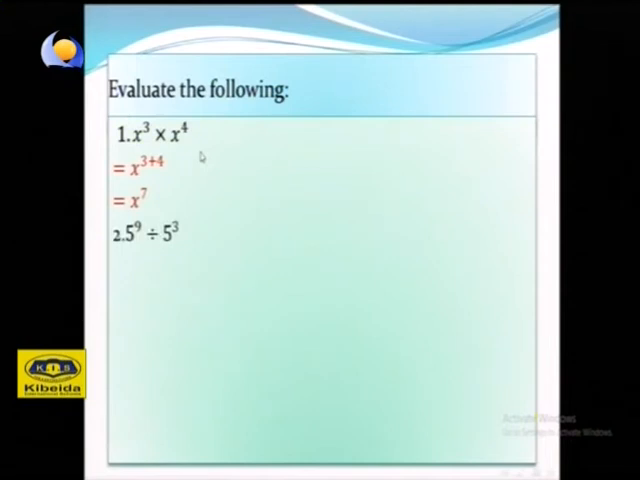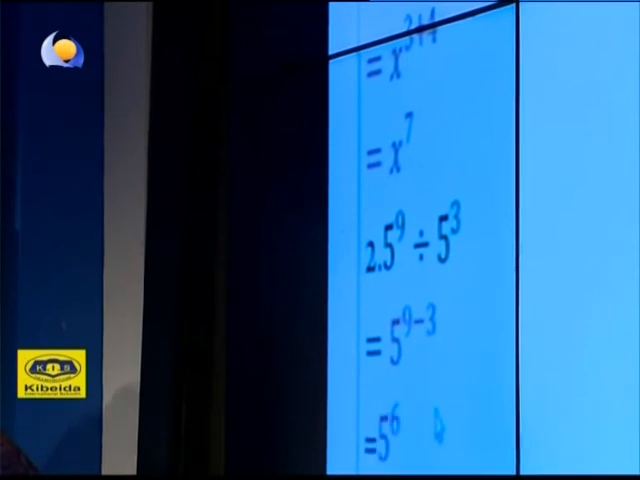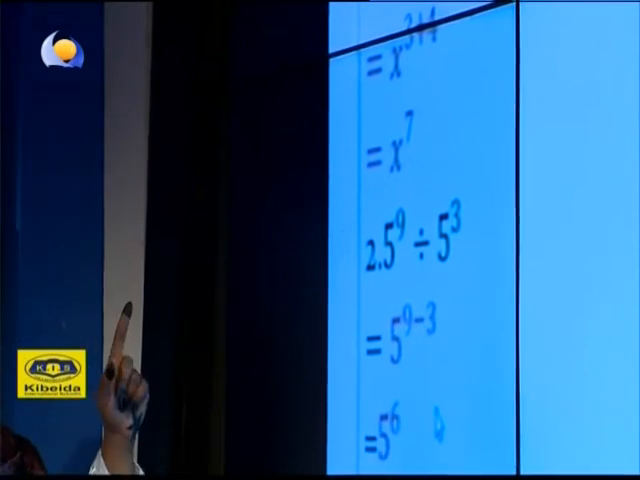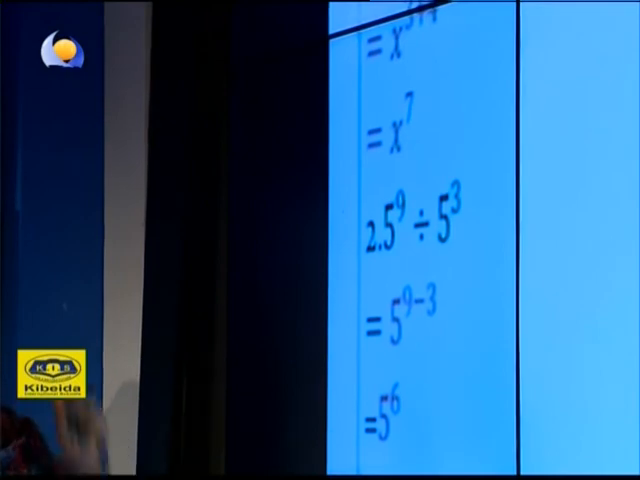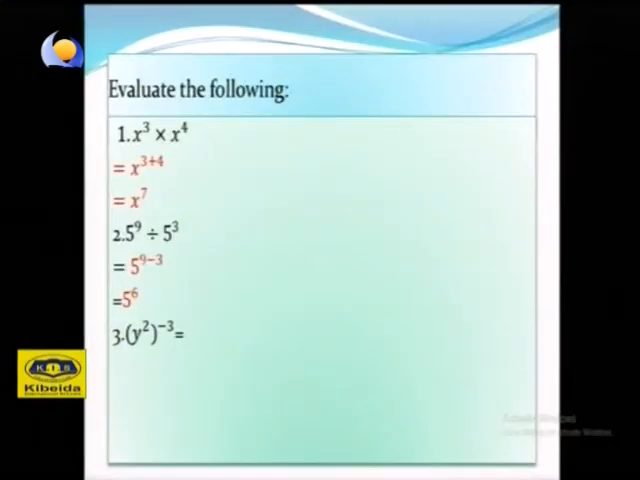Okay, and for sure this one is division. We know that the opposite of multiplication is division. That means if I added the powers there, then definitely I will subtract the powers here. So it is 5 to power 9 minus 3, and that will be equal to 5 to power 6. And we don't use this if the bases are not the same. Be careful with this. The bases should be the same.